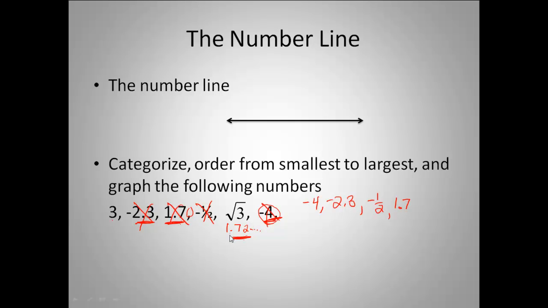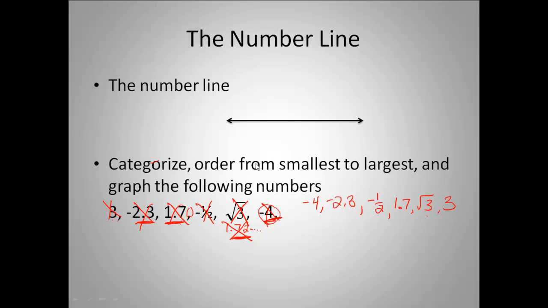Now, we're not going to write down 1.72 because that's not actually the number I started with. We're going to put down the square root of 3. We had to change it to a decimal so we could compare it, but that's not actually the number. We always use the original form of our numbers. And then last is 3.